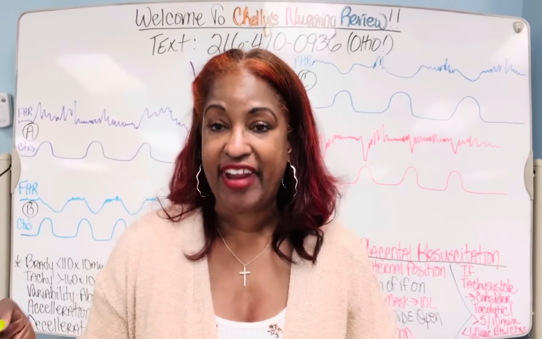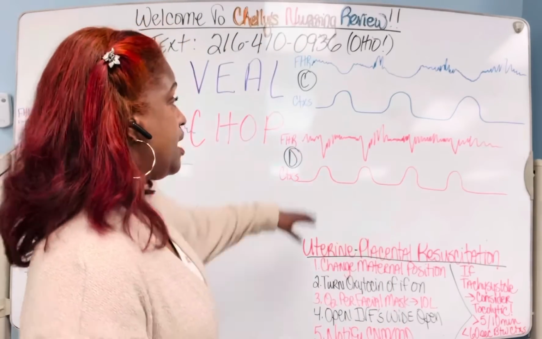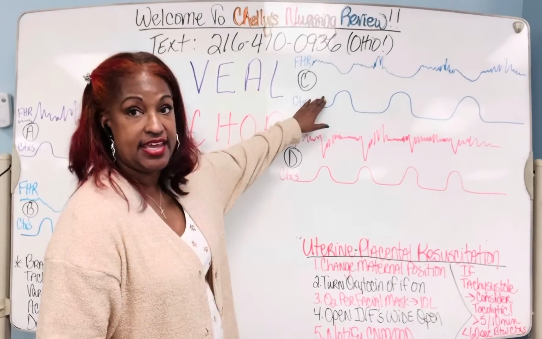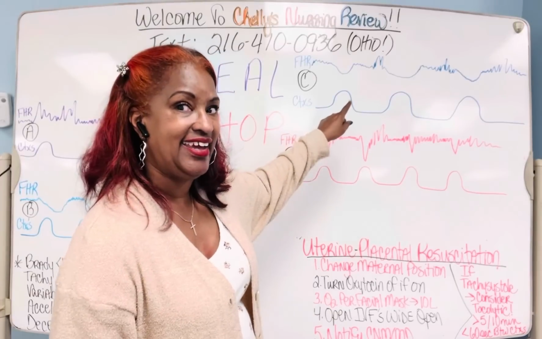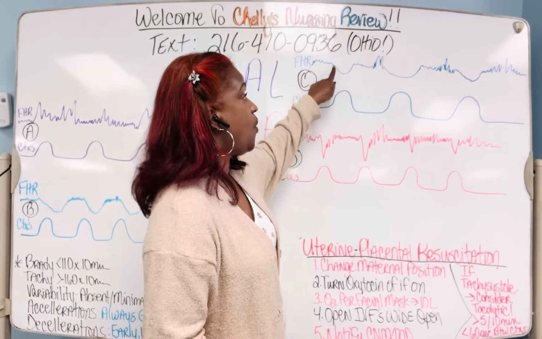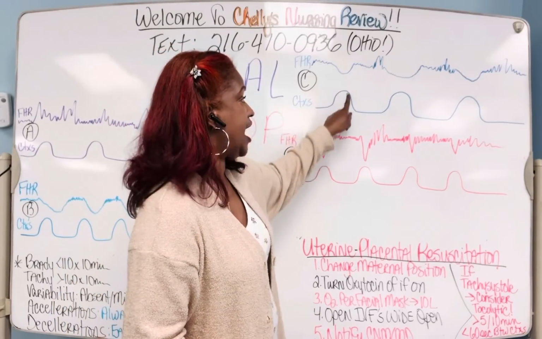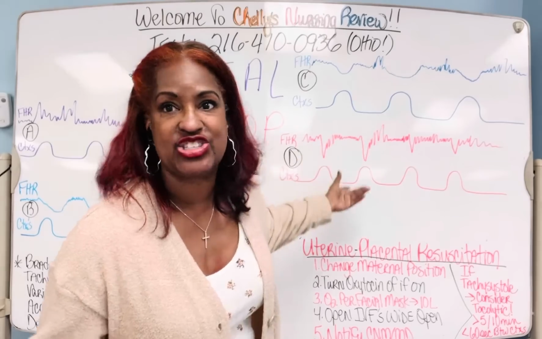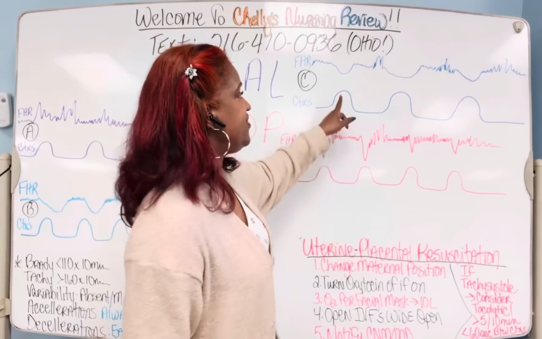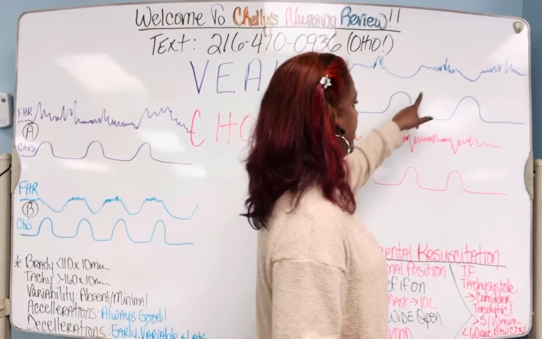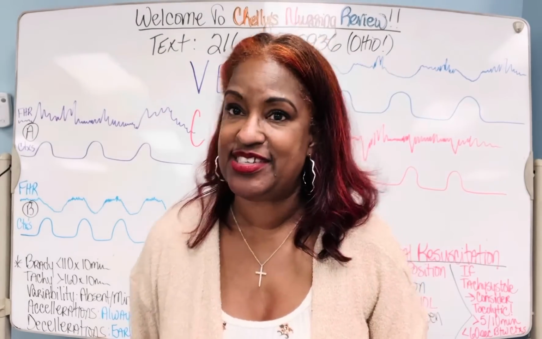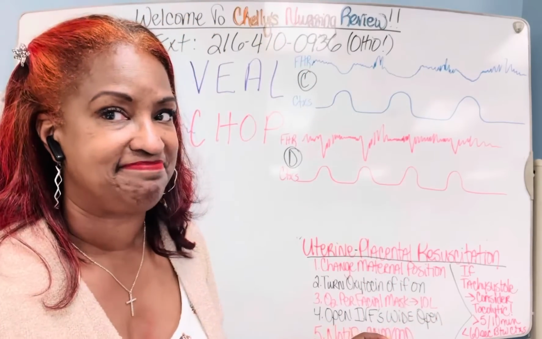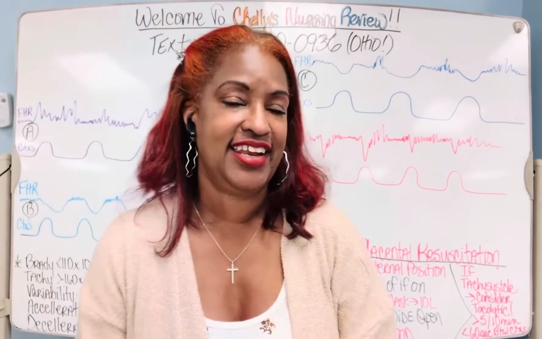It's going to be strip number C, letter C, because she's going to have what's called early decelerations, where the decelerations actually mirror the contraction. They just look like they're upside down. And that's because that baby's head is being pushed and it's coming. Let's do another one.